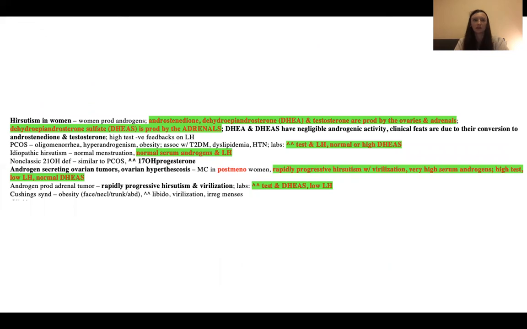So here's some notes about hirsutism in women. They have really high testosterone, low LH, and normal DHEA. And it's the most common in postmenopausal women. However, in different types of hirsutism, the DHEA may be elevated.